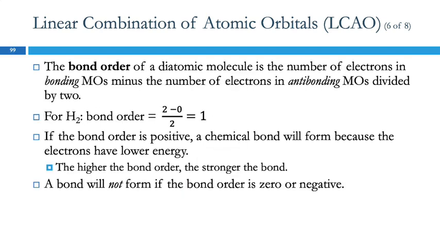A positive bond order, even if it's like 1/2, is a good thing. It means that a bond will form. If the bond order is 0 or a negative number, the bond will not form. The larger the bond order, the stronger the bond.